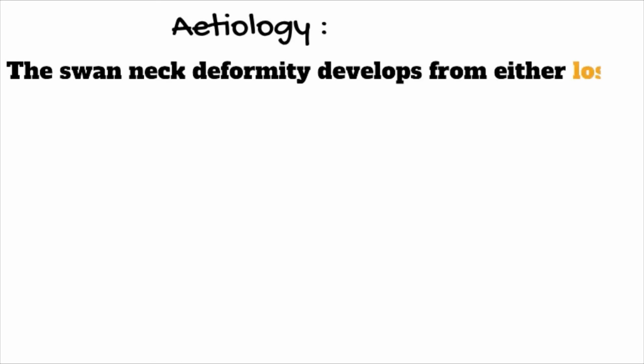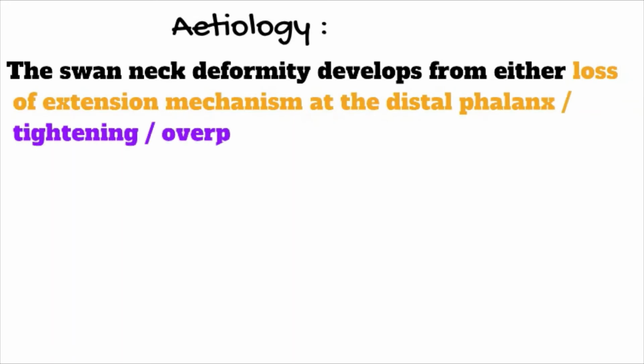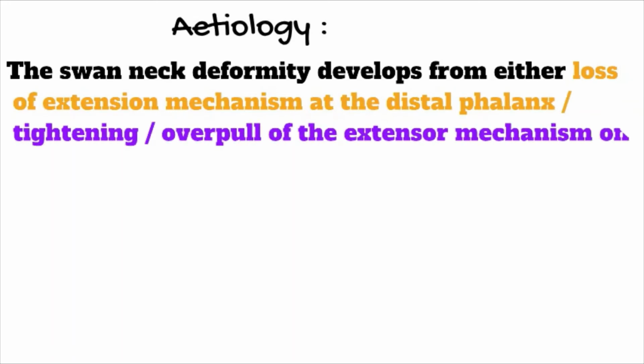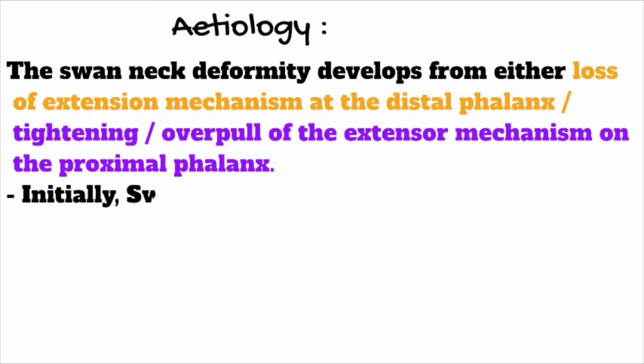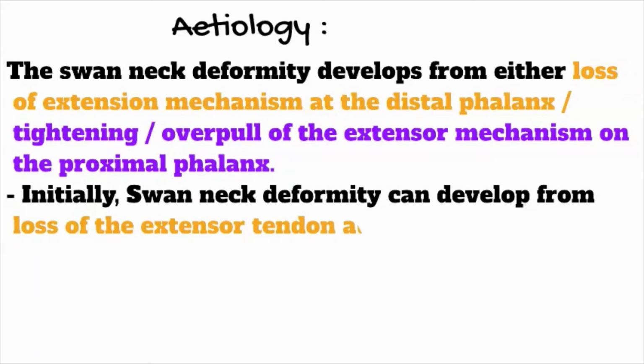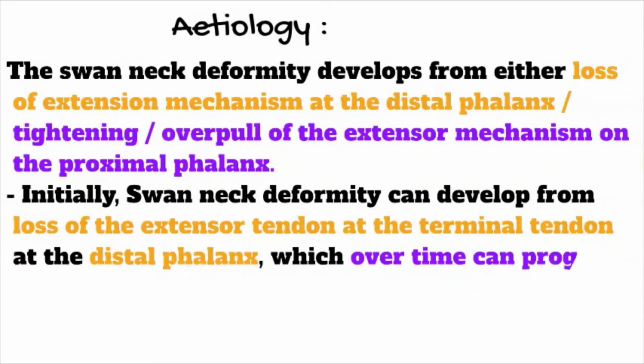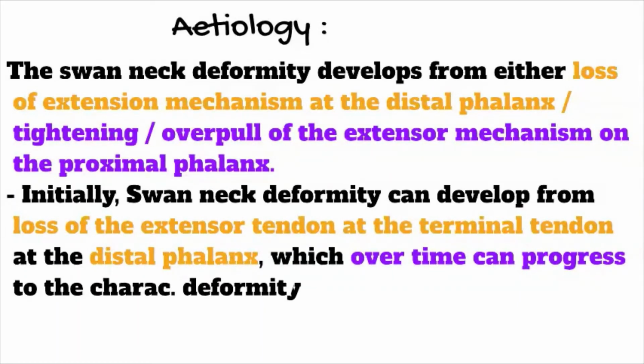Etiology of swan neck deformity. The swan neck deformity develops from either loss of the extension mechanism at the distal phalanx, or tightening or overpull of the extensor mechanism on the proximal phalanx. Initially, swan neck deformity can develop from loss of the terminal extensor tendon at the distal phalanx, which over time can progress to the characteristic deformity.